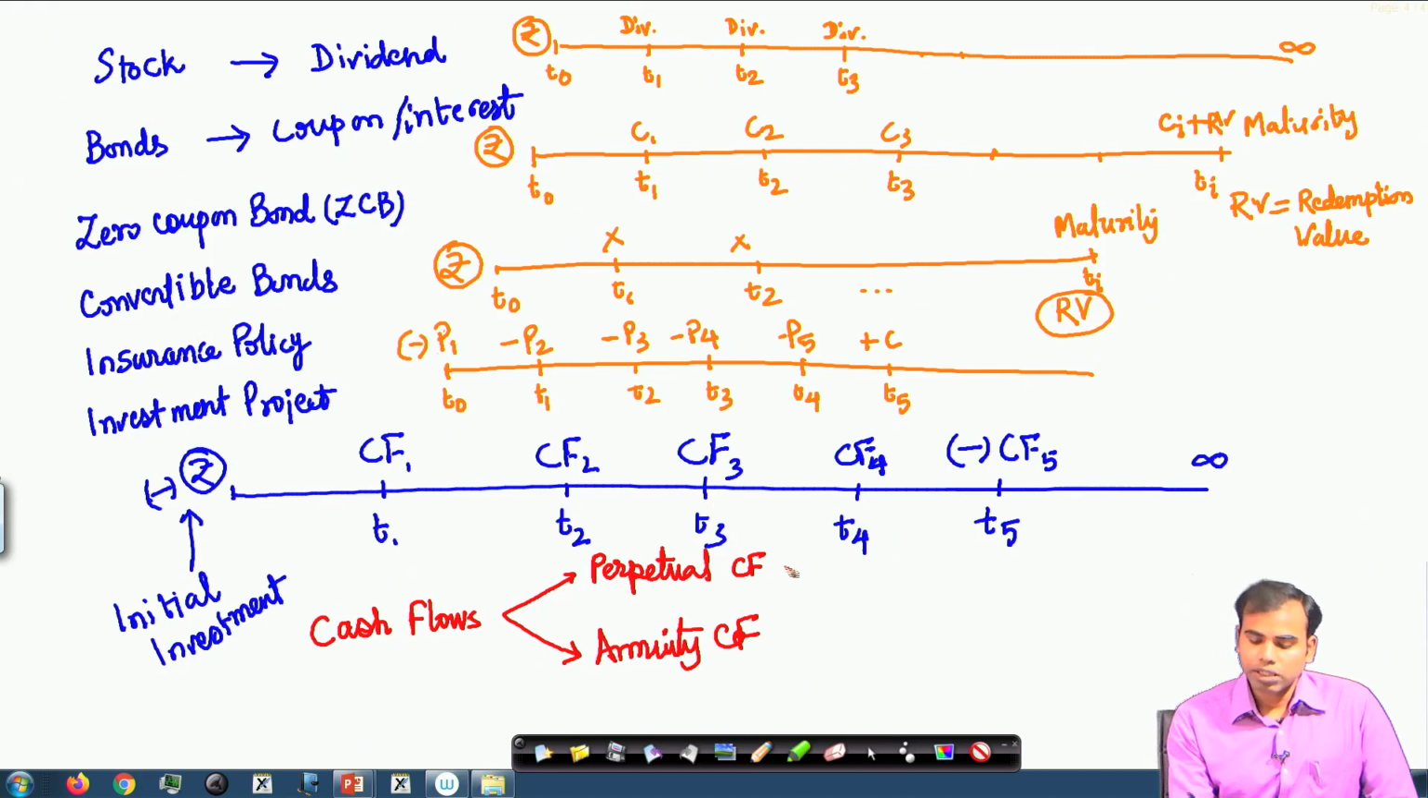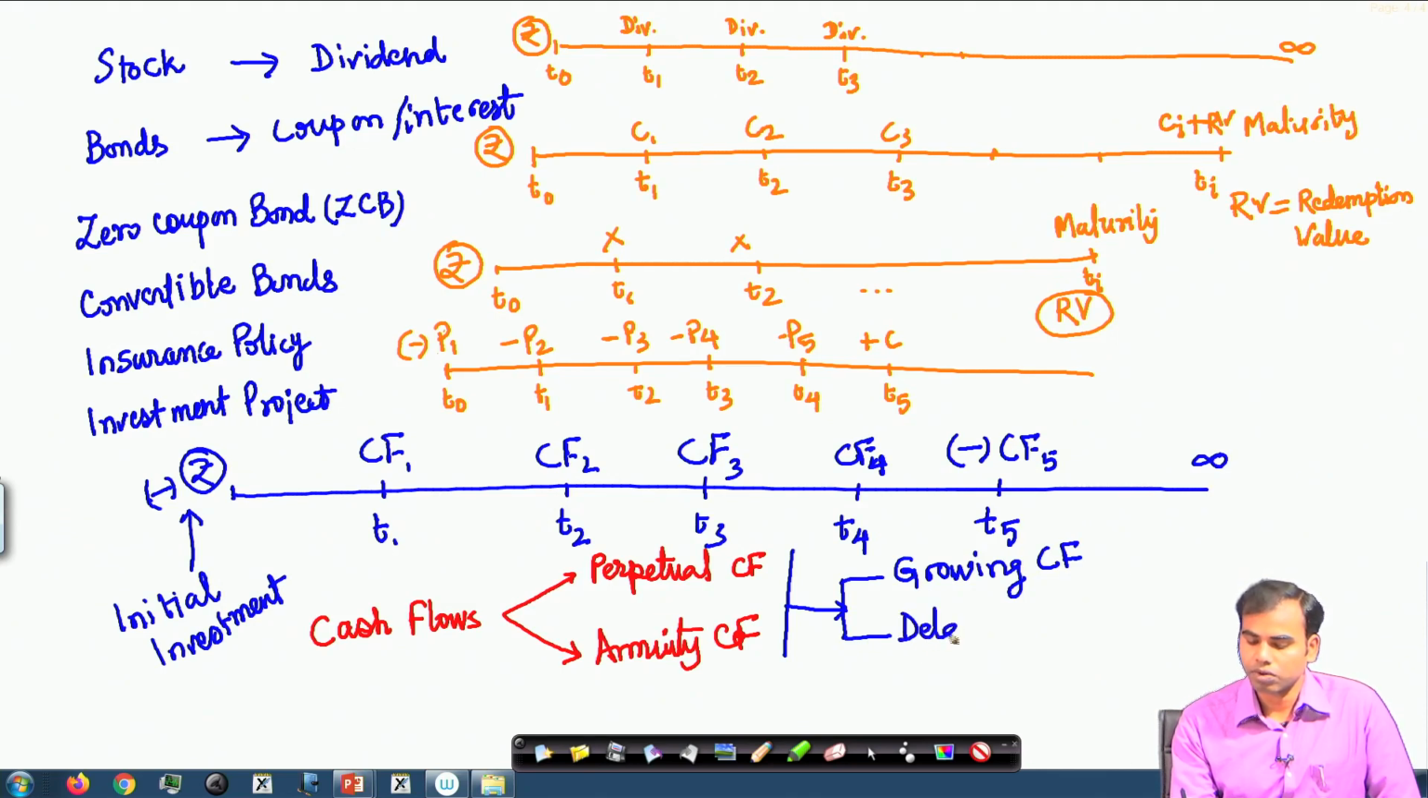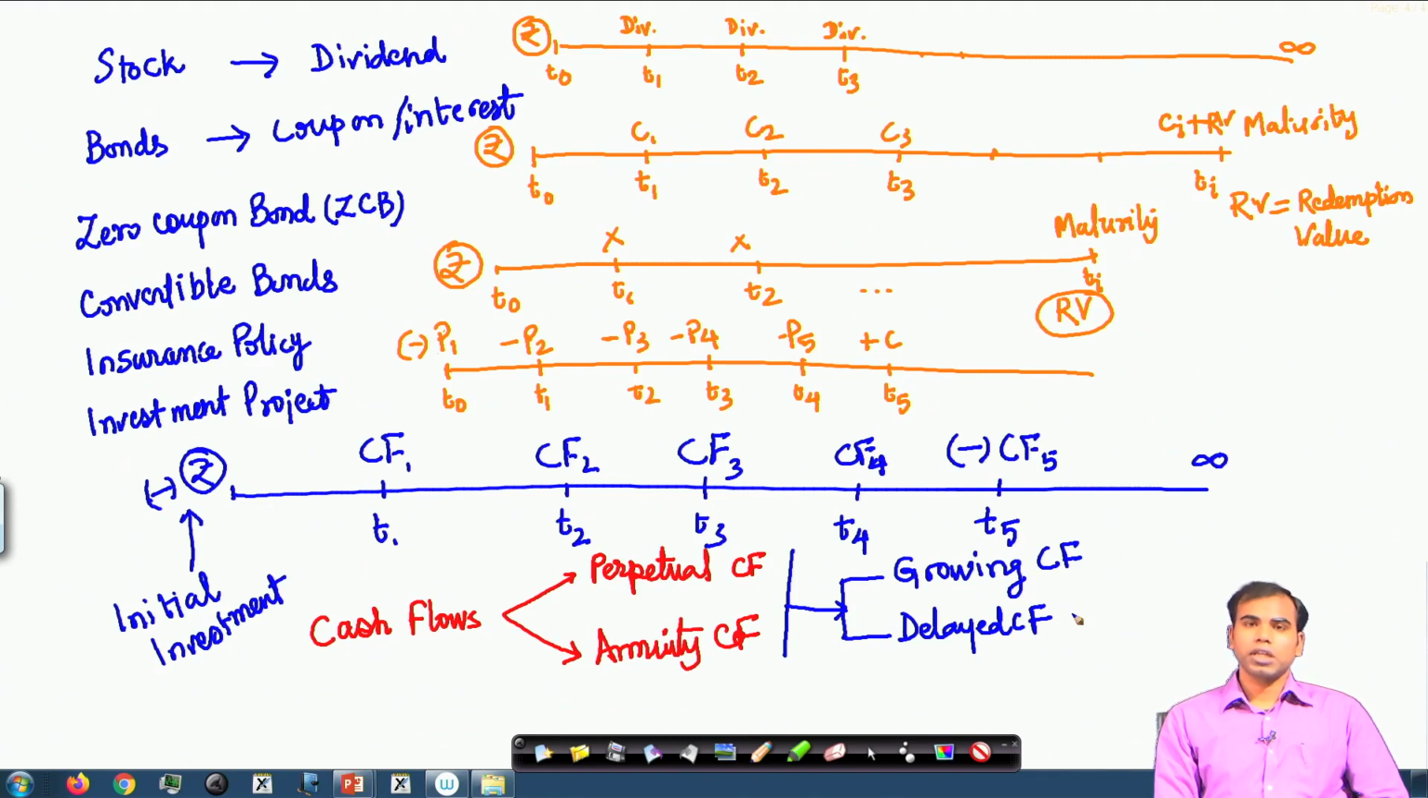If we try to categorize it further, probably both types of cash flows might look like growing cash flows or delayed cash flows. For example, if you have a cash flow which grows every period, it is a typical growing cash flow.